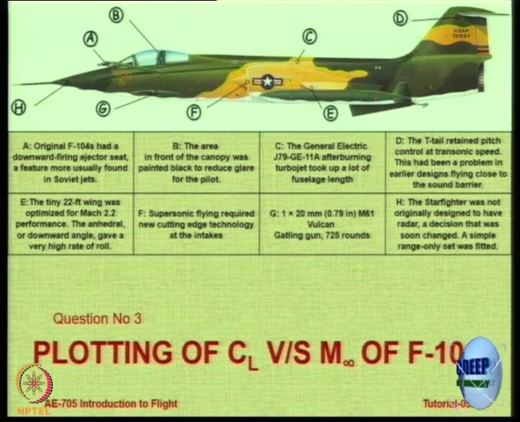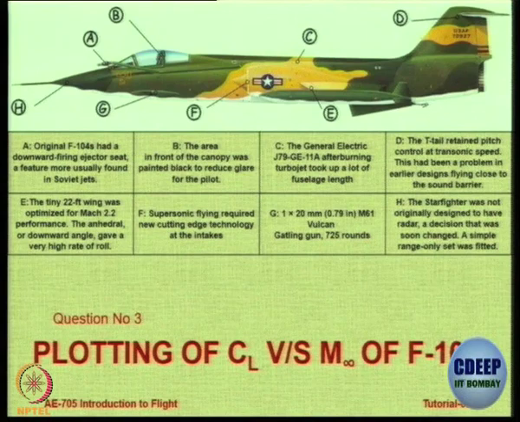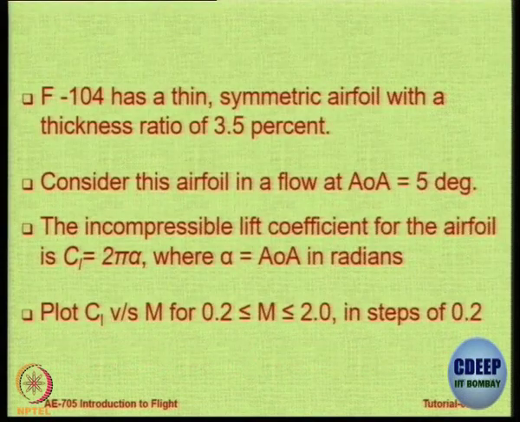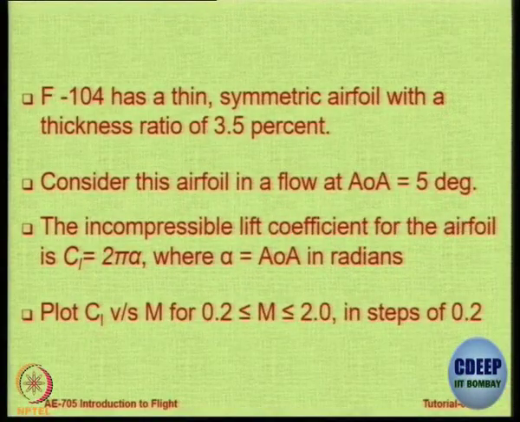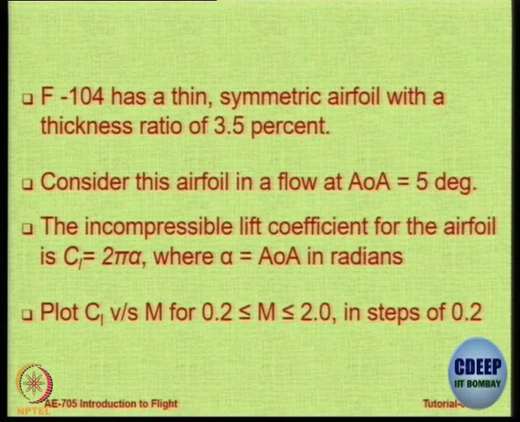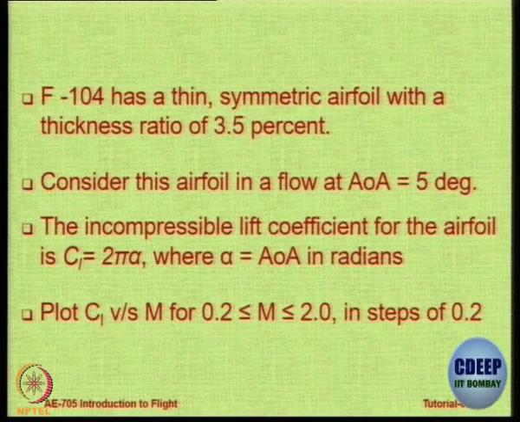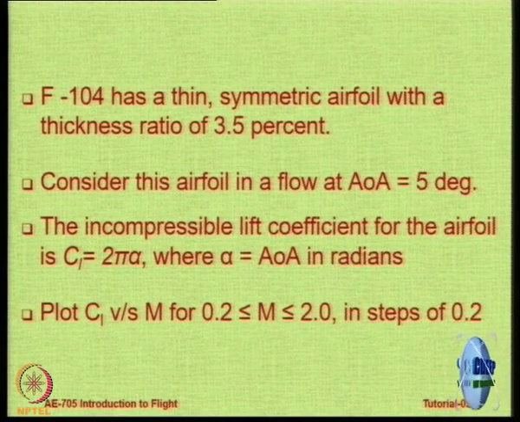So our job is to plot lift coefficient versus Mach number. We have a very thin wing of 3.5% thickness. Let's assume alpha at 5 degrees. CL is 2 pi alpha in incompressible flow. For very high speeds, in fact it's there for all Mach numbers. So in steps of 0.2, you start with 0.2, then 0.4.